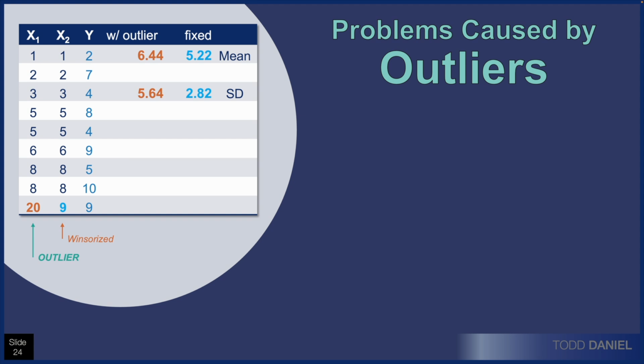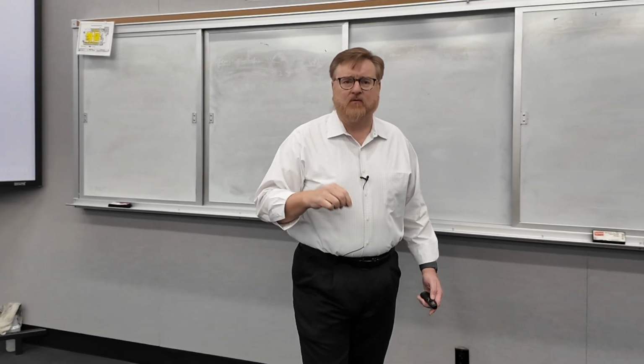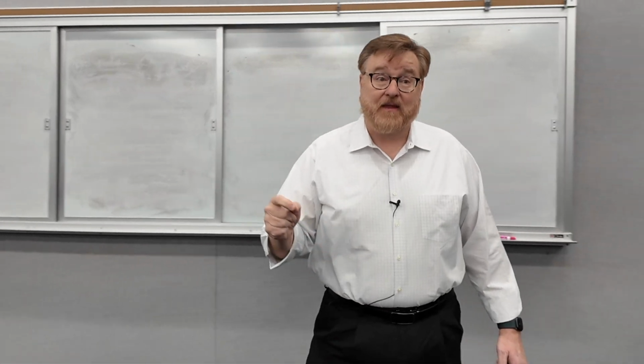x1 is our original predictor. You notice it has an outlier of 20. 20 is a very different number than the other values. The next highest value is 8. In x2, I have fixed the outlier by Winsorizing it. I have made it still the highest value, but it's the next highest reasonable value. I've changed it from a 20 down to a 9. Winsorization removes the leverage of that value.